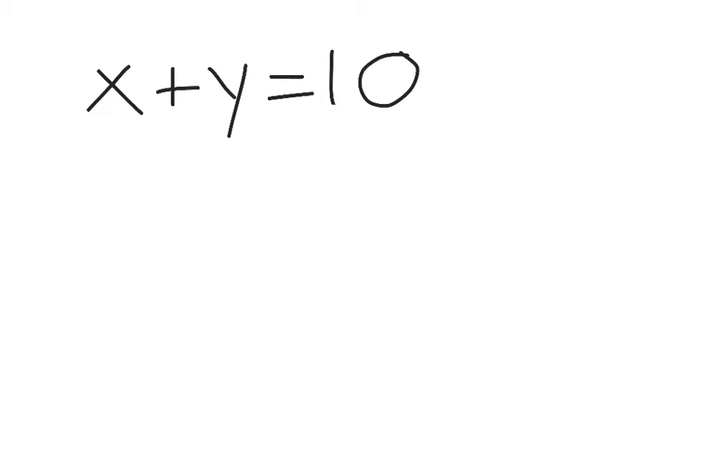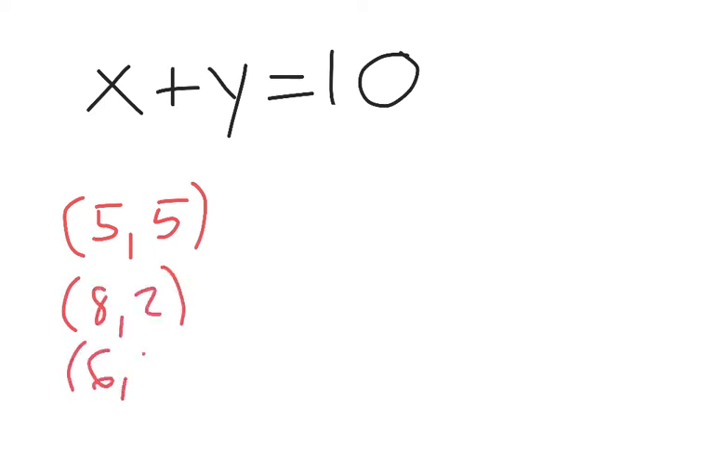X plus y equals 10. 5 and 5. So how could I write that? I could write it as an ordered pair. Right? If x is 5 and y is 5, that's an answer. Is that the only answer? What else is an answer? 8 and 2. I heard somebody else. 6 and 4. 1 and 9 and 9 and 1.